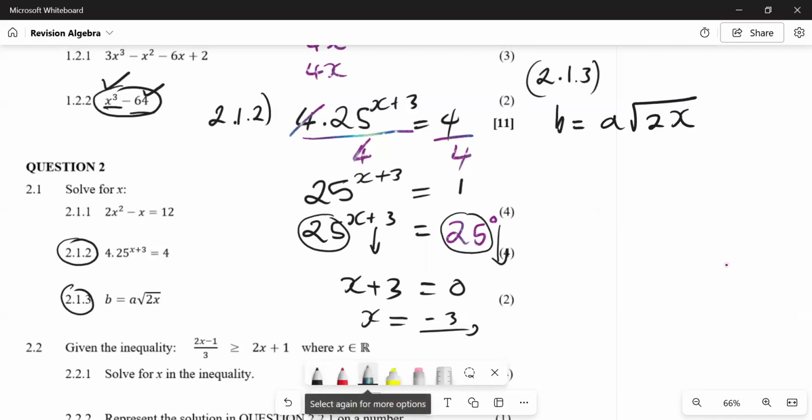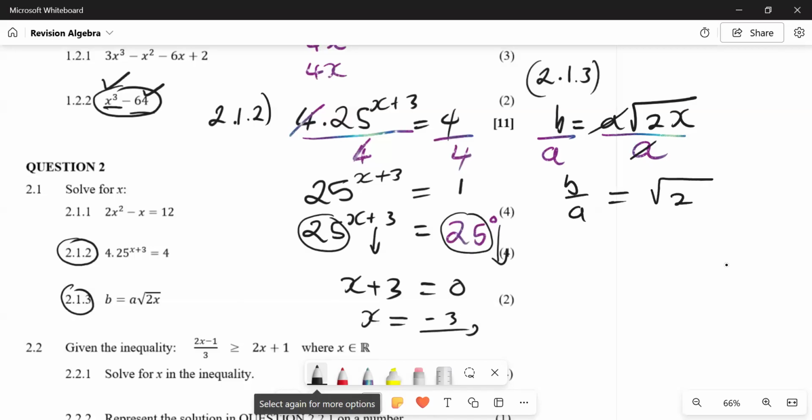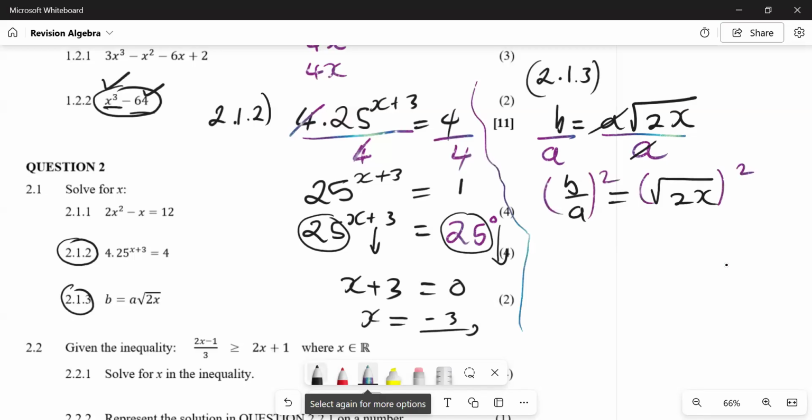a is attached to root 2x, so we have to isolate x. So we divide both sides by a. Now we have b over a equals root 2x, right? And then from here, you square both sides. After squaring both sides, you'll end up having b squared over a squared, which equals 2x.